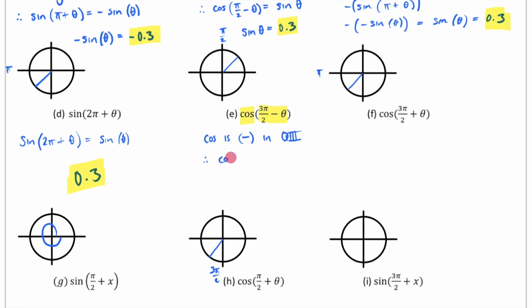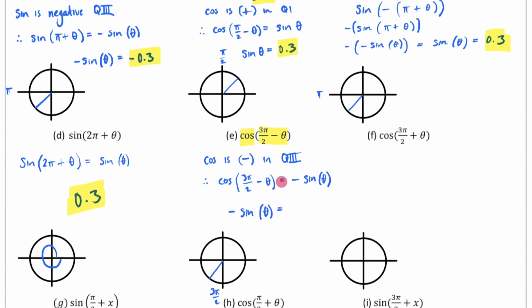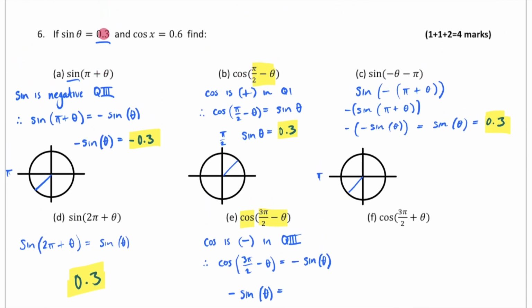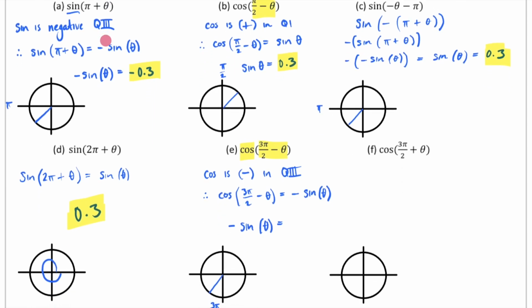Therefore, cos of 3 pi over 2 minus theta is going to be equal to negative sine of theta. So let's just stop and reflect on what I just did. I knew it was a negative because cos is negative in this quadrant, and I knew I had to change my cos to a sine because I'm dealing with 3 pi over 2. So now I just need to figure out what negative sine theta is, and let me scroll up. I know that sine of theta equals 0.3, so my answer is going to be negative 0.3, and that is your answer to that question.